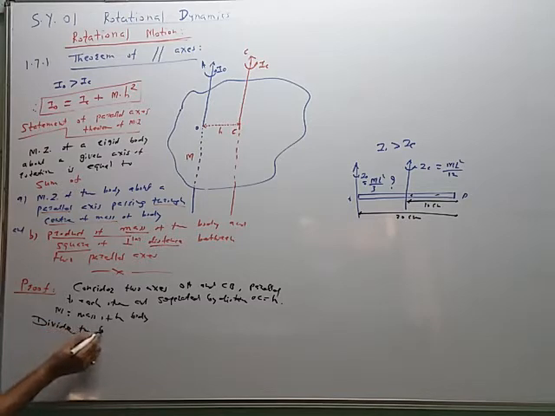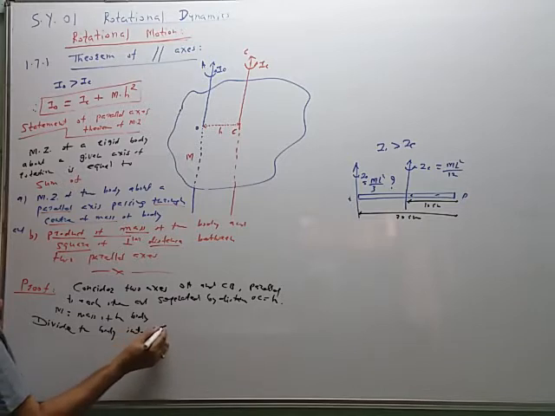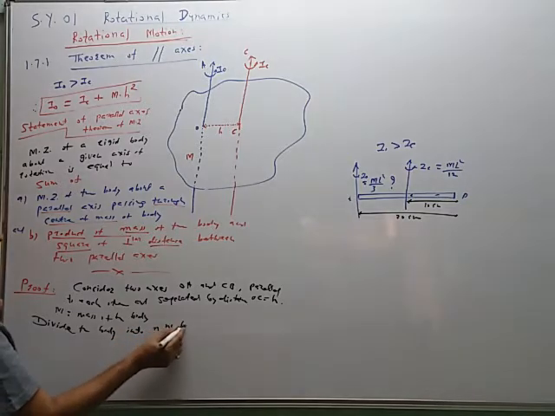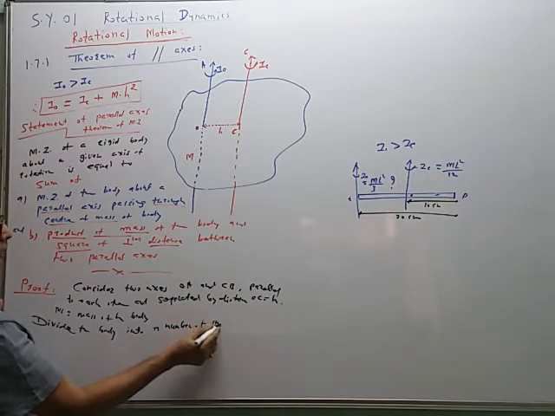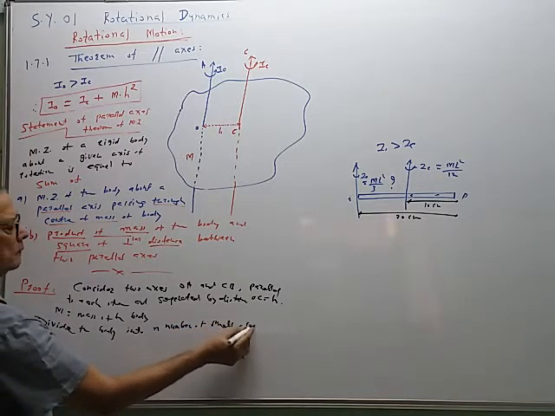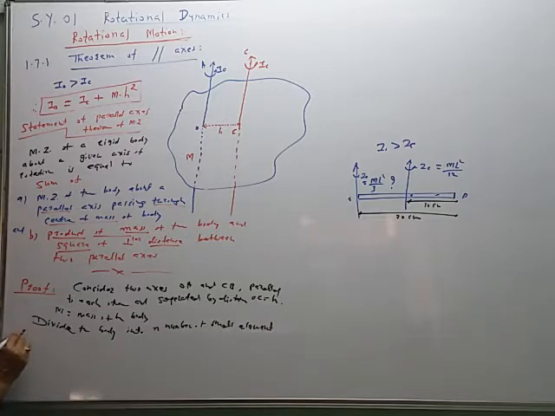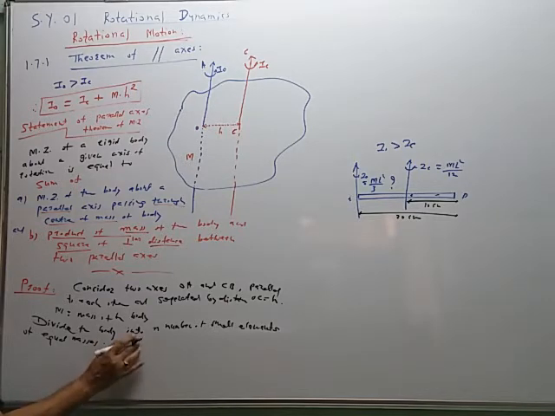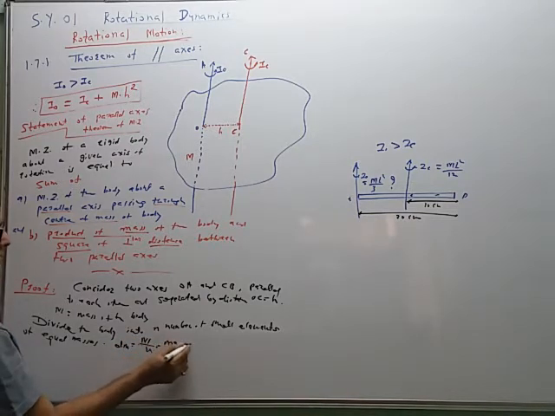Divide the body into n number of small elements of equal masses. dm is equal to the total mass of the body M divided by N, which is the mass of each element.